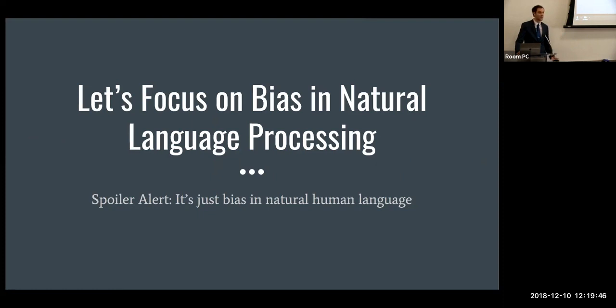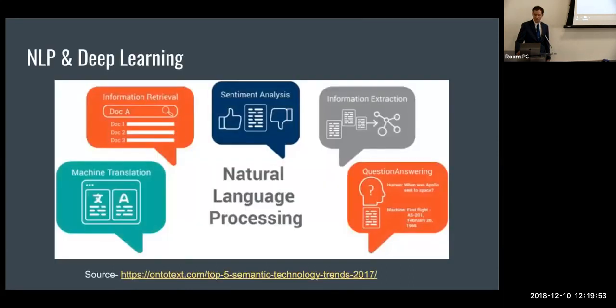In fact, we count on that as machine learning engineers. We count on the fact that it's biased. What we want to avoid is unwanted bias. So it's going to be very high level here. What is natural language processing, NLP?